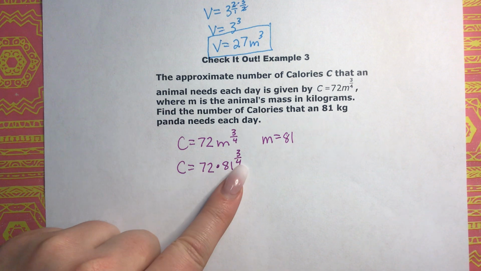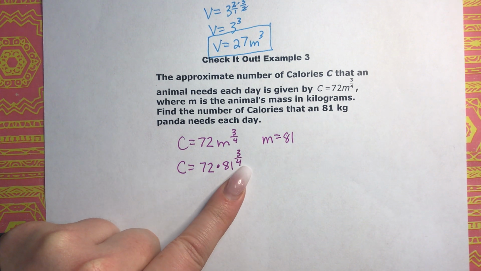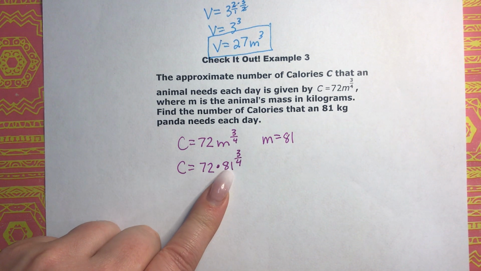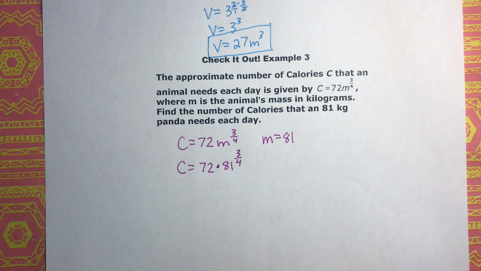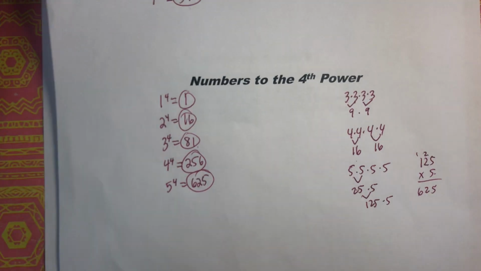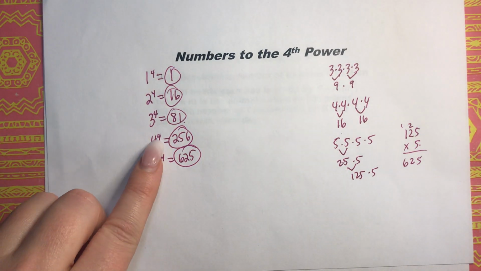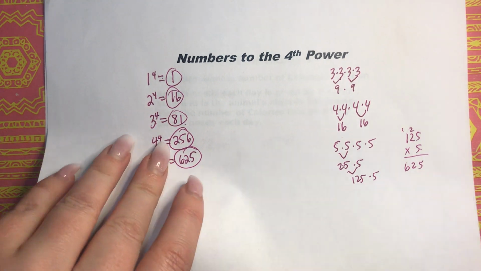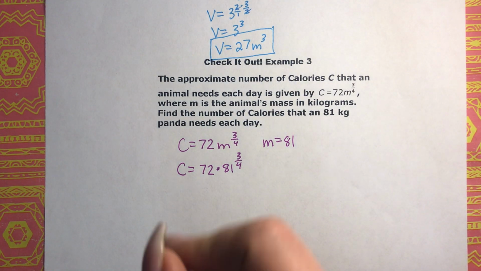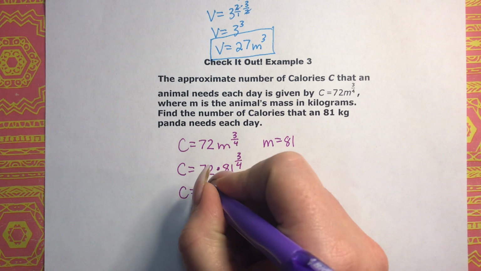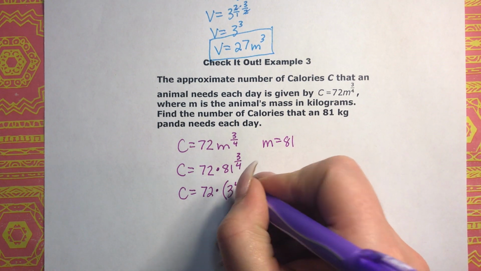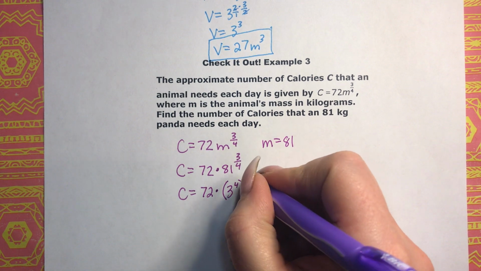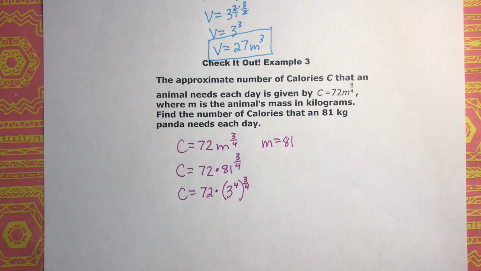And then what I'm going to look at is this number right here on the bottom. It's a 4. So I'm going to ask myself, can 81 be written as a number to the 4th power? Right? So what were my numbers to the 4th power? They were right here. Can 81 be written? Yeah, 81 is the same thing as 3 to the 4th. So instead of writing 81, I can write 3 to the 4th. So C equals 72 times, instead of writing 81, I'm going to write 3 to the 4th because they mean the same thing, raised to the 3/4 power.